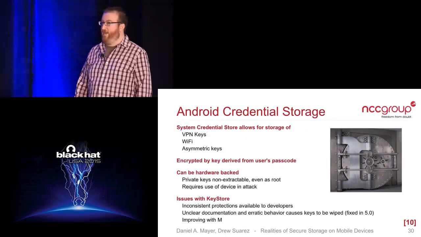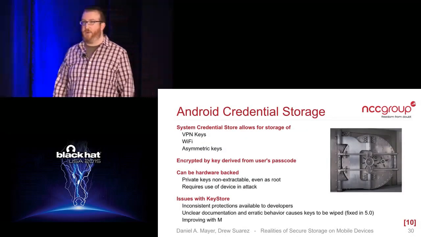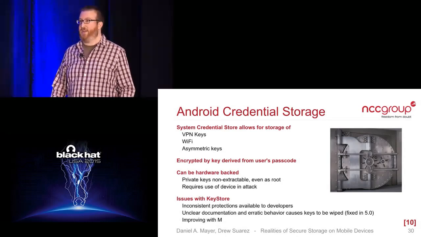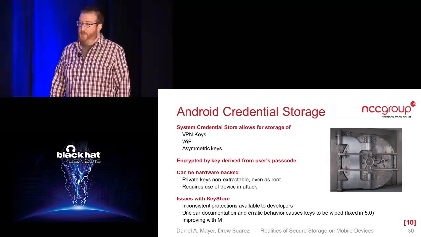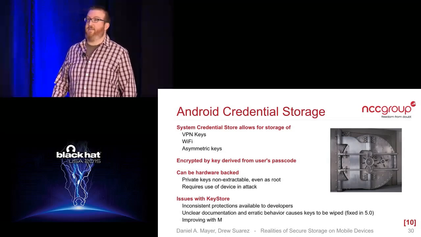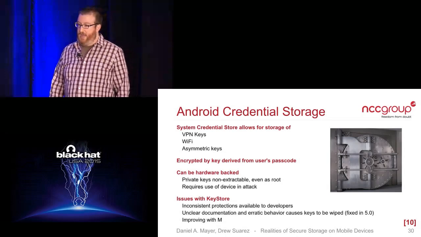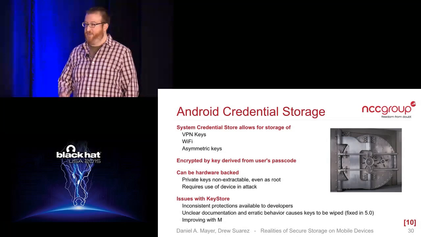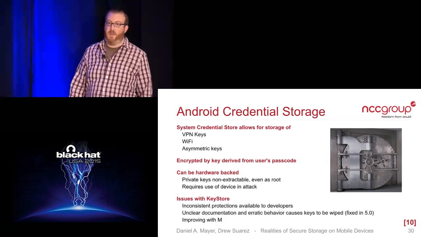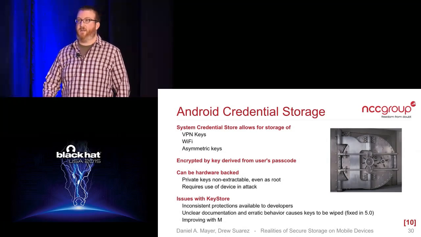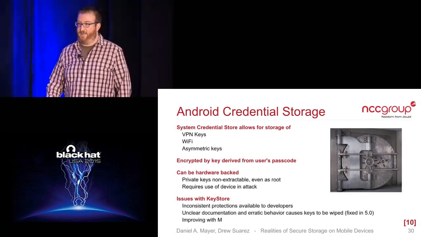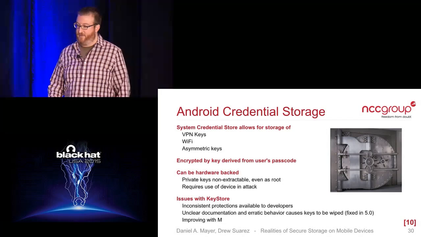So a word on how Android handles credential storage. The system credential store will hold things like VPN keys, Wi-Fi, asymmetric keys, either from applications or your own keys if you want. These are encrypted by a key that is derived from the user's passcode. And this can be hardware backed, which is a new security feature that a lot of devices are shipping with these days that actually lets you store the keys in hardware backing such that they can't be removed from the device. So this adds additional security for obvious reasons.